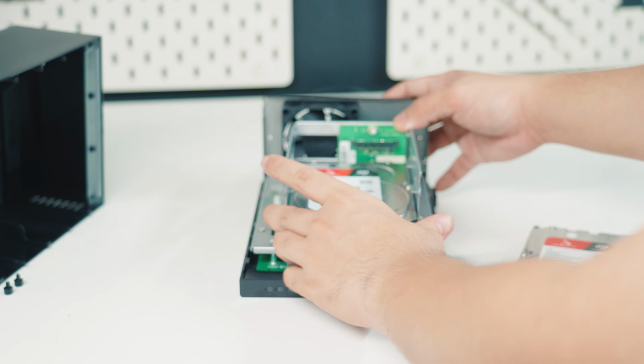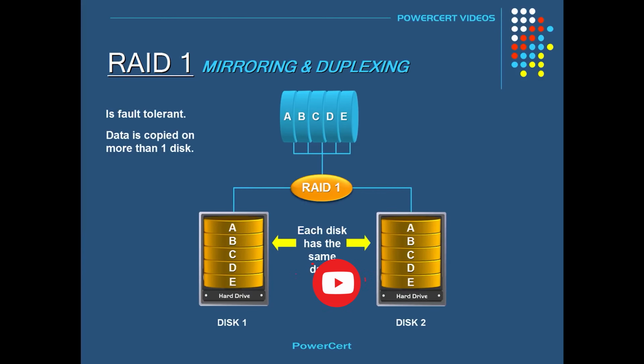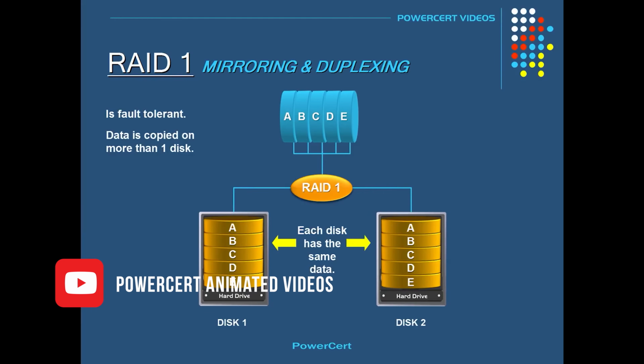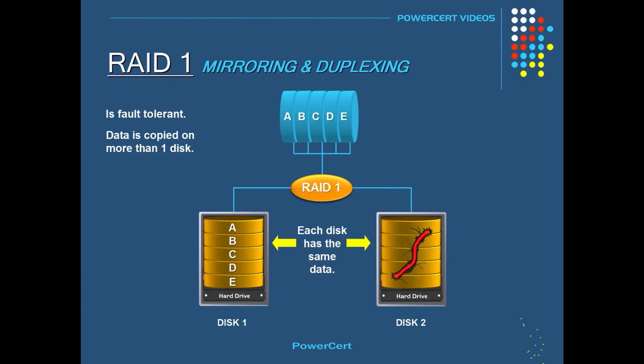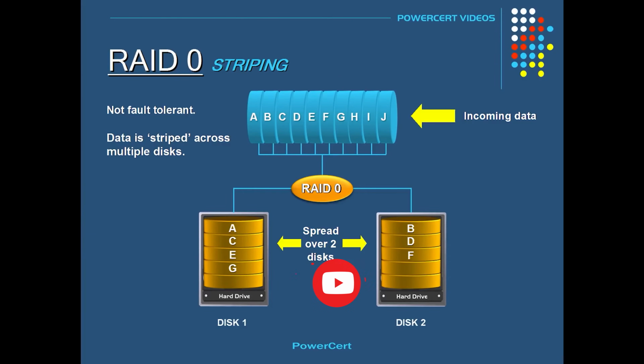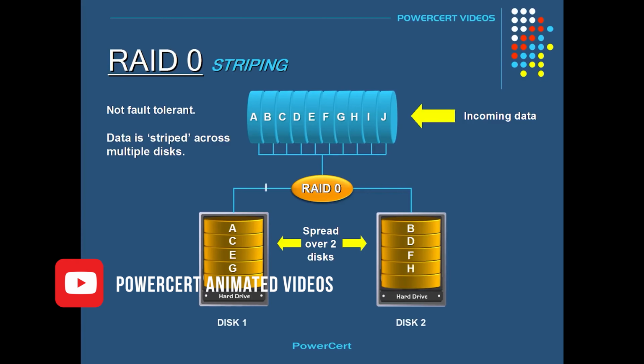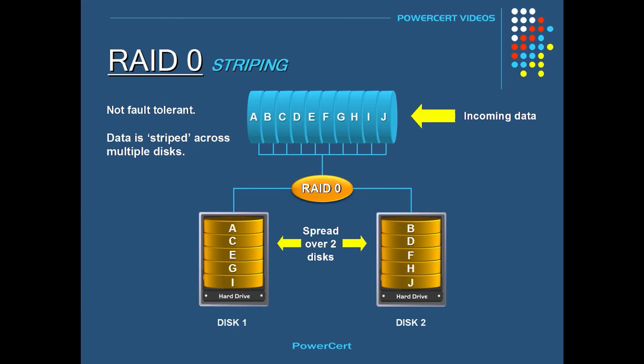For 2-bay drives, it's highly recommended to run in RAID 1, where both drives are mirrored. If one drive fails, the other drive should still hold your files. The other option is RAID 0, which stripes data across both drives, offering a significant boost in performance, especially when used with SSDs. But here's the important thing to keep in mind.